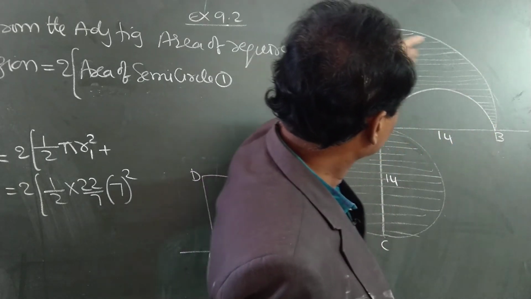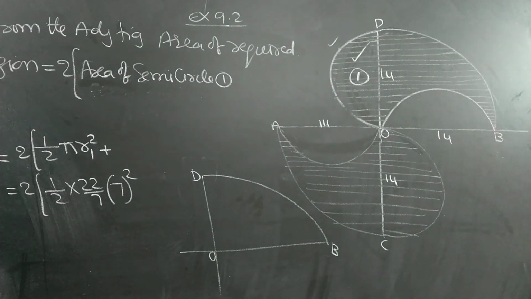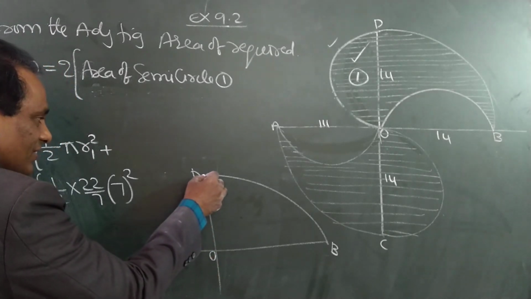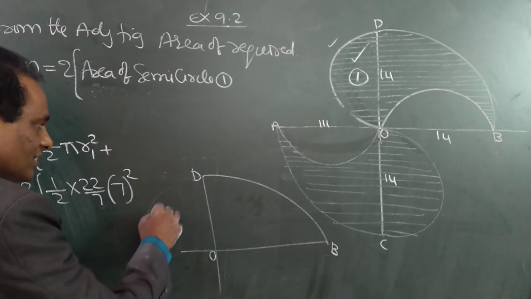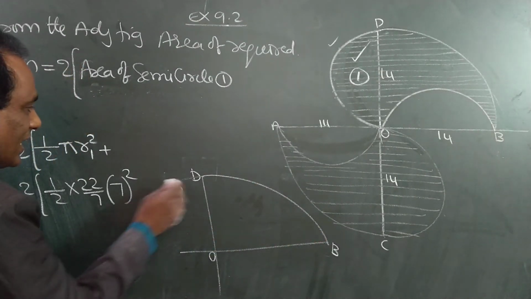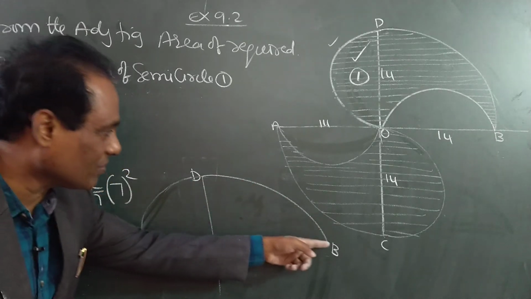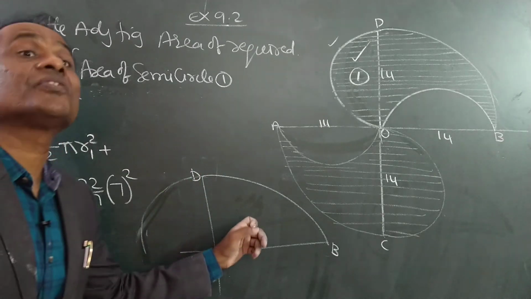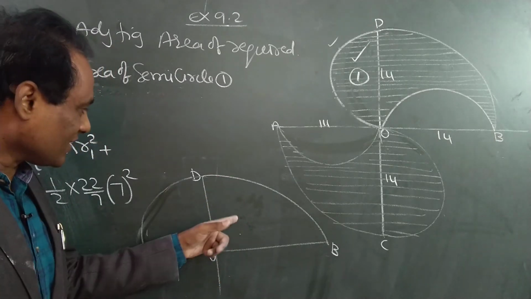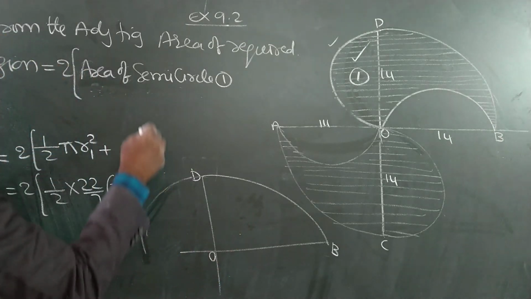What is this figure? First time we are getting a different figure. This is not a semicircle. Semicircle means it will be like this. This total is a semicircle, but it is only this small part. It is not a full semicircle. A semicircle will be like this. Half semicircle. A semicircle itself is half of a circle, but this is half of the semicircle.